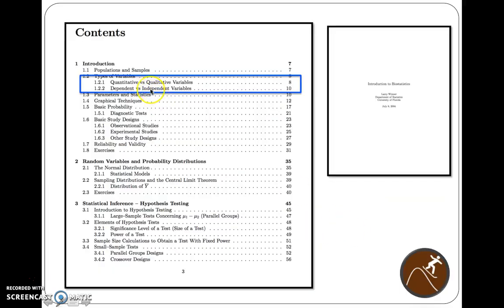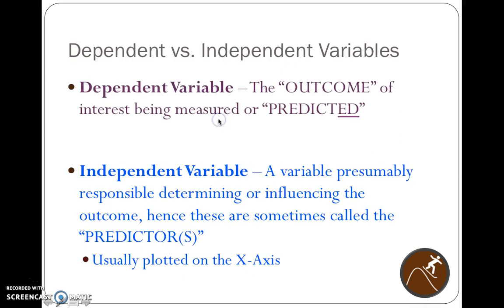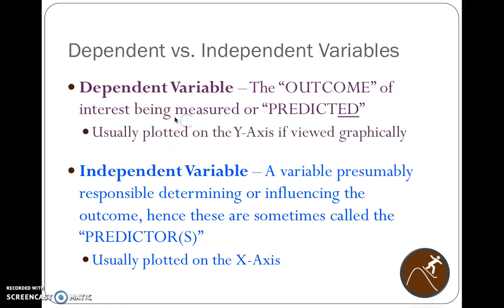So again, we're relating this back to this textbook, and the focus of this is on page 10. So dependent variables versus independent variables. What makes something a dependent variable and something an independent variable? And I generally prefer to refer to these as the y variable or the outcome variable, and the independent variables as the predictors or the x variables.